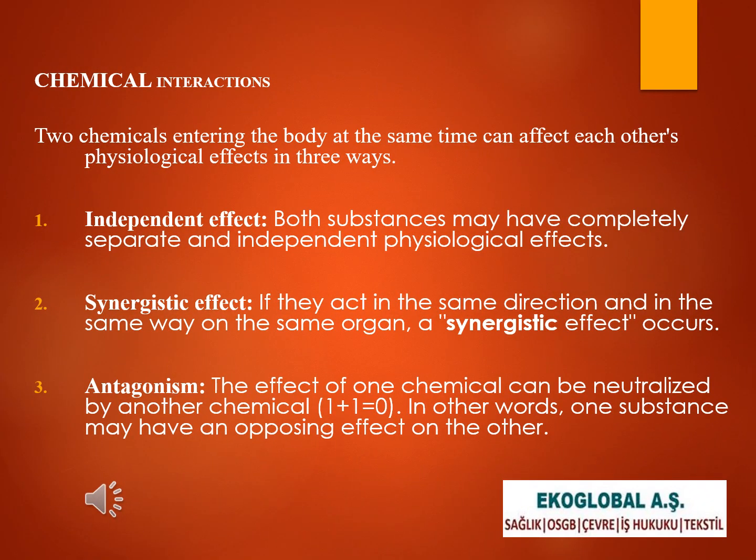Chemical interactions. Two chemicals entering the body at the same time can affect each other's physiological effects in three ways. Independent effect. Both substances may have completely separate and independent physiological effects. Synergistic effect. If they act in the same direction and in the same way on the same organ, a synergistic effect occurs. Antagonism. The effect of one chemical can be neutralized by another chemical. 1 + 1 = 0. In other words, one substance may have an opposing effect on the other.